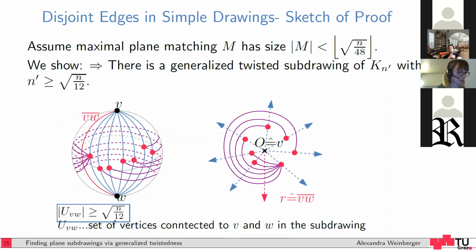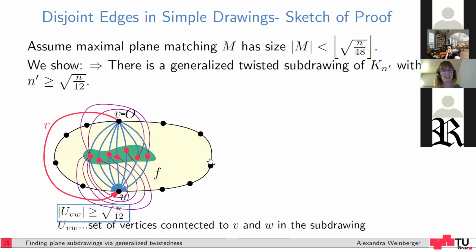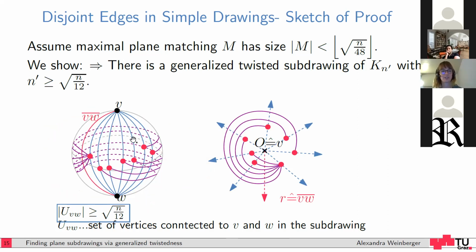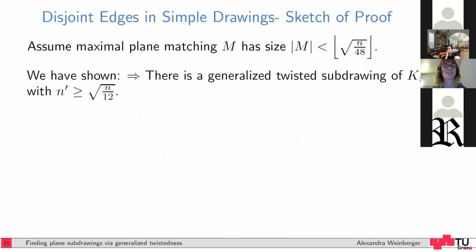And I forgot to look at the time. So if we want to draw it really like a generalized twisted drawing, we can draw it first on the sphere and then make a stereographic projection through V to actually get rays, but that's details that I think I don't have much time for.